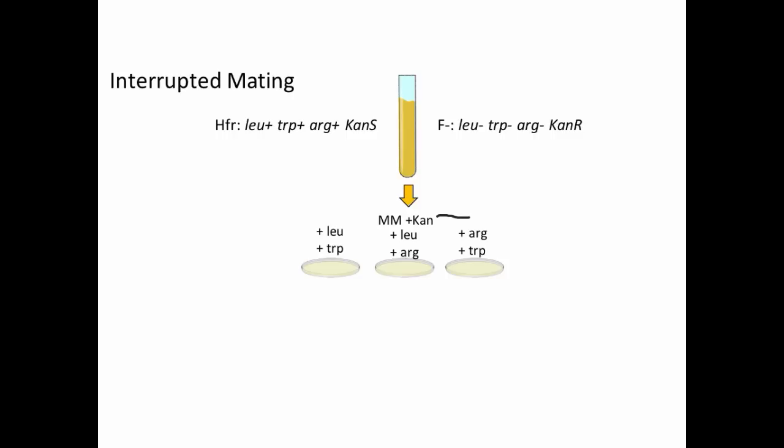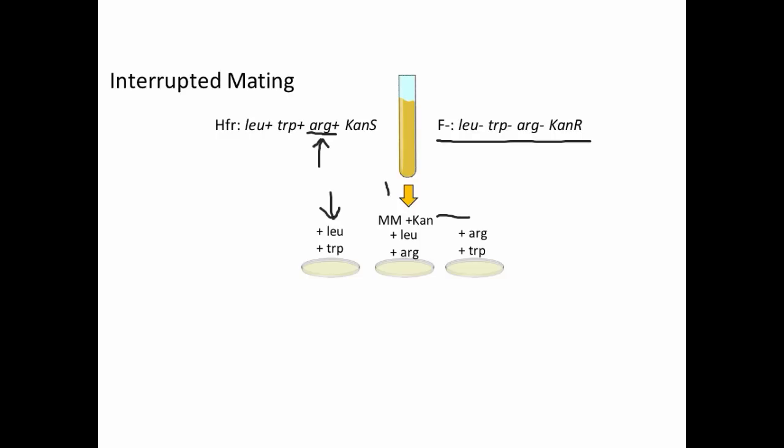So that means that the F- cells we are selecting for are the ones that have then received the Arg prototrophic marker, because the cells that grow in this condition are able to grow in the absence of Arg, which the F- cells alone cannot. So the only cells that are going to be able to grow in the absence of Arg are those cells that have received the prototrophic marker from the HFR chromosome that was copied and transferred over during conjugation.